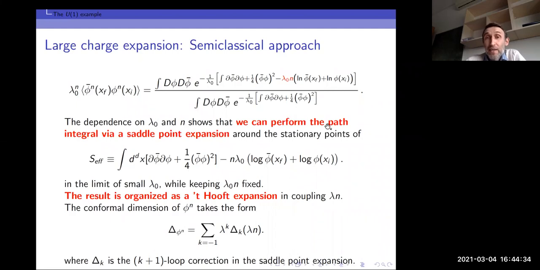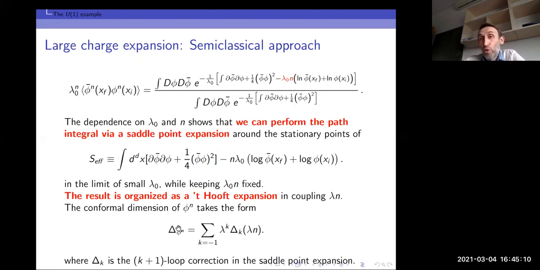And second, this dependence which we see in the exponent invites us to perform the path integral via saddle point expansion around the stationary points of this effective action, which have these insertions of the phi^n, log phi and phi fields to the n power. So we have to consider the stationary points of this effective action. As a result of working around the saddle point, we will organize our 't Hooft expansion in the coupling lambda n to all orders in this new expansion.